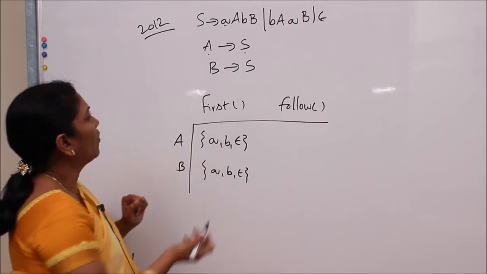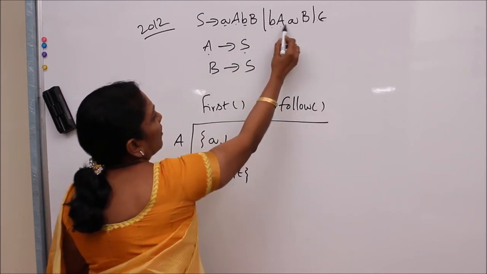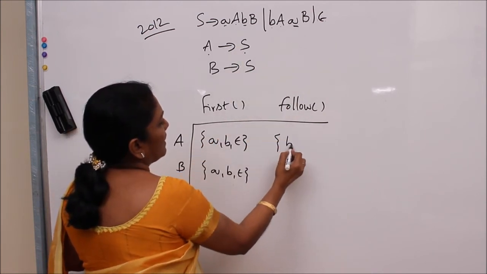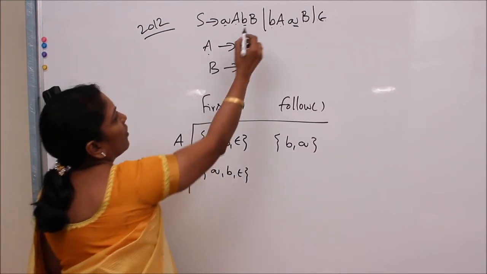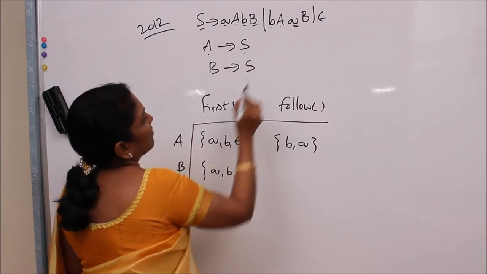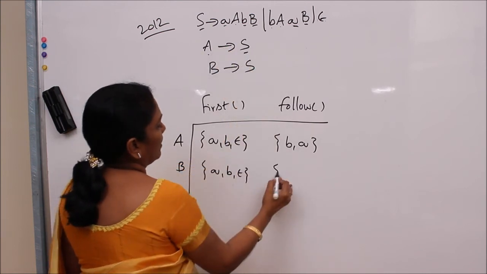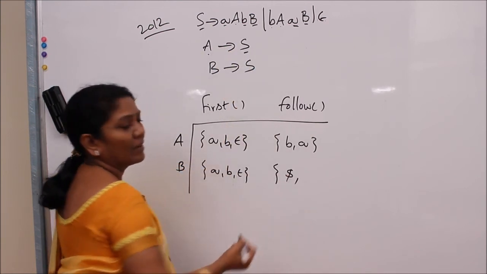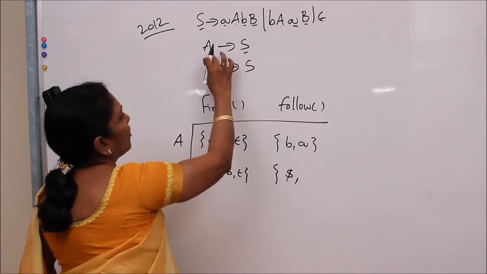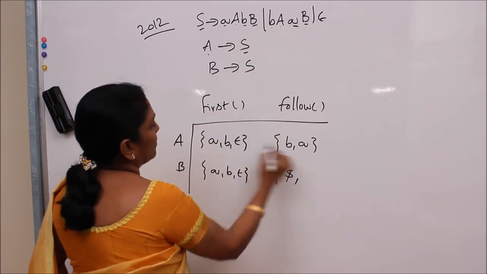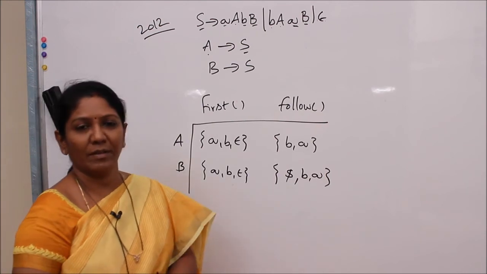Now coming to follow. What is follow of A? Follow of A here is B. Follow of A here is A. So it is B comma A. What about follow of B? Follow of B is follow of S. And what is follow of S? Follow of S is follow of A. Because S is the start symbol, add $. So follow of S is follow of A. That means follow of A is B comma A, and in addition to that, $ also will be there.